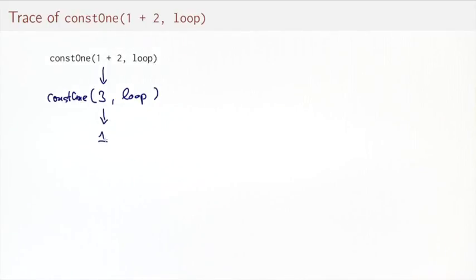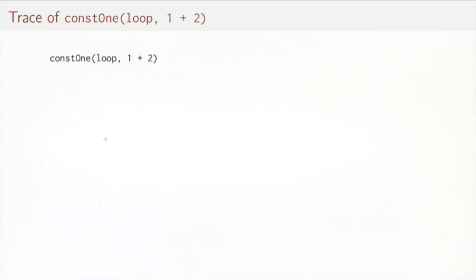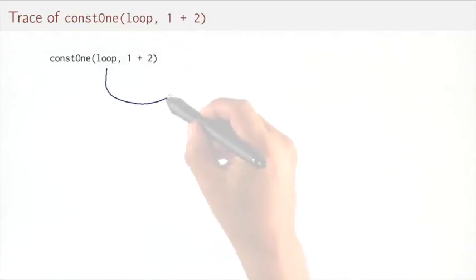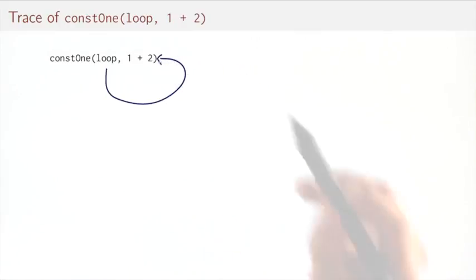That's the first expression. The second expression here, we would have const1(loop, 1 + 2). Well, here we have to reduce the first argument because it's called by value, and we get into the same situation that loop reduces to itself, so no progress, and we get another infinite cycle.